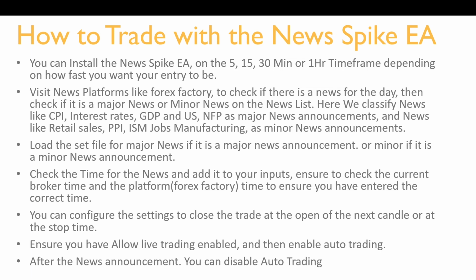Okay. Now you should also visit platforms like Forex Factory to check if there is any news for the day. Then check if it is a major news or a minor news on the news list. Here we classify news like CPI, interest rates, GDP, and the US NFP as major news announcements, and news like retail sales, PPI, and ISM jobs manufacturing as minor news announcements. Now, major news announcements are those that tend to have higher volatility, and minor news announcements tend to have lower volatility when they are being announced.